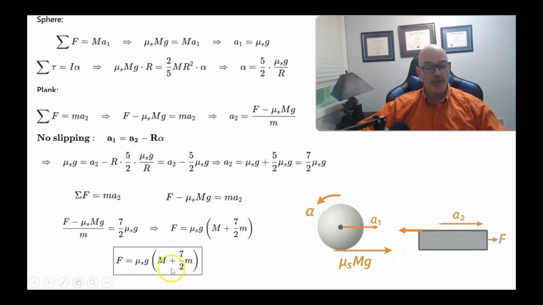This is the threshold force. If you put a force larger than this, the sphere will begin to slip. It will roll and slip. But any force less than this value, the sphere will only roll, and it will roll without slipping.